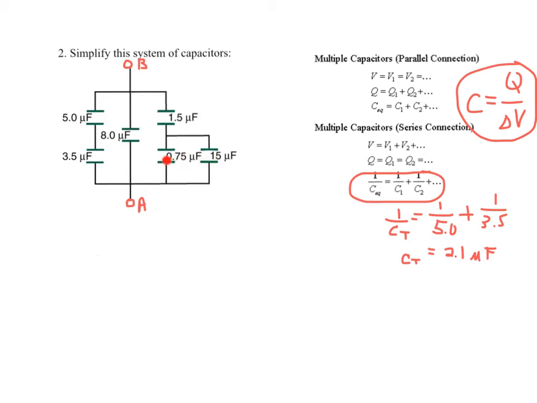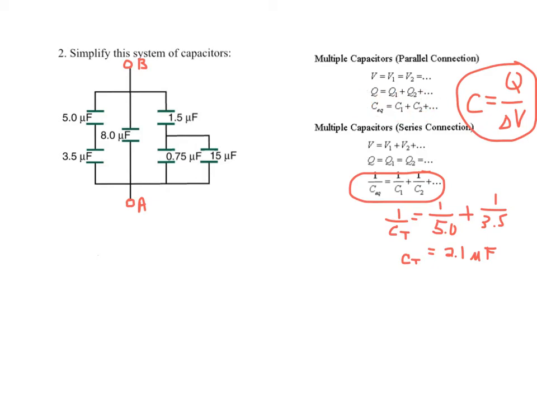Now, going back to the diagram, these two are in parallel. In parallel, the rule is a lot easier. To find the equivalent of these two combined, I'm going to put them together as if they're acting as one. It's like simplifying an equation, combining like terms. It's simply adding those two numbers. 0.75 plus 15 is 15.75. I'm going to go to 4 sig figs here right now. I'm being a little inconsistent.